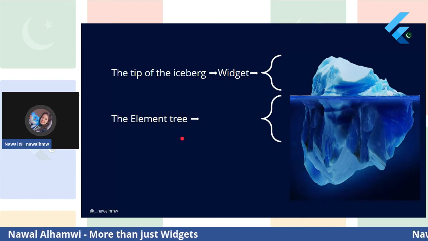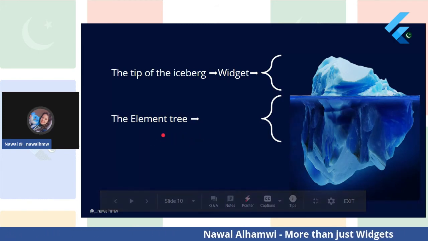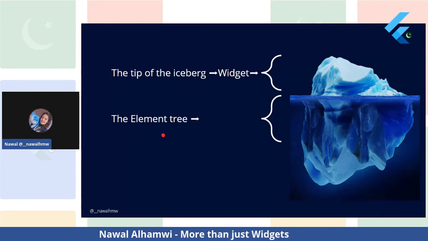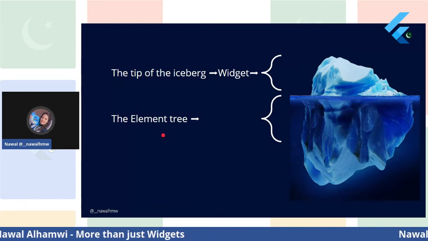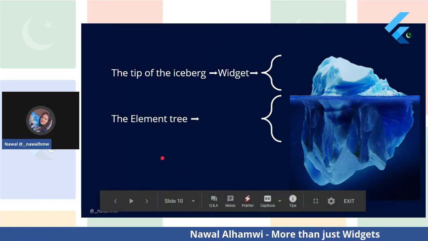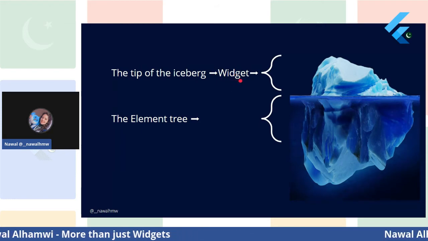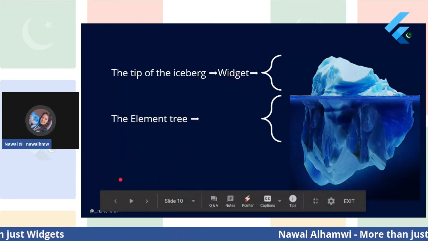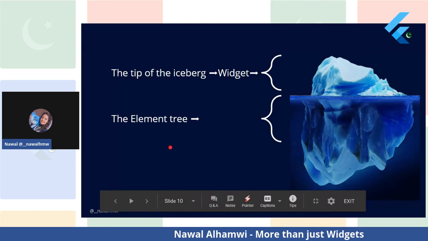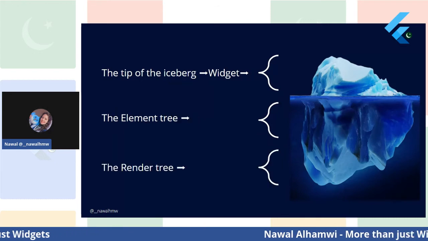So in conclusion, the element tree acts as a share point between the widget tree and the render tree that we will talk about. The element tree makes sure that both trees, the widget tree and the render object tree, are happily holding hands together and displaying your beautiful UI on your screens.